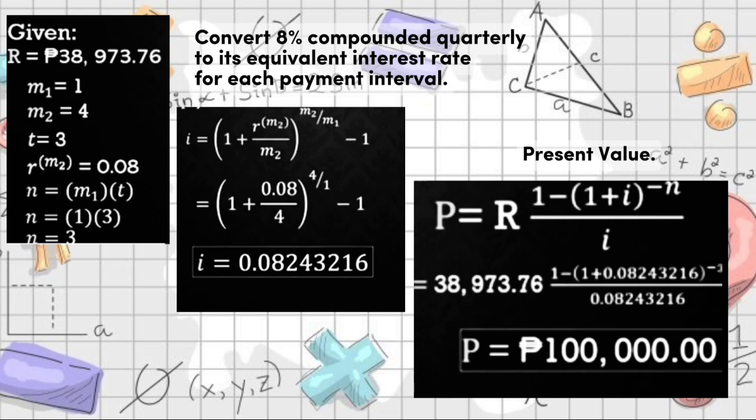So we can get the present value now using the formula P is equal to R times (1 minus (1 plus i) raised to the power of negative n) over i. So just substitute all the given values and the answer is equal to 100,000 pesos. So that means Ben borrowed 100,000 pesos from Kim.